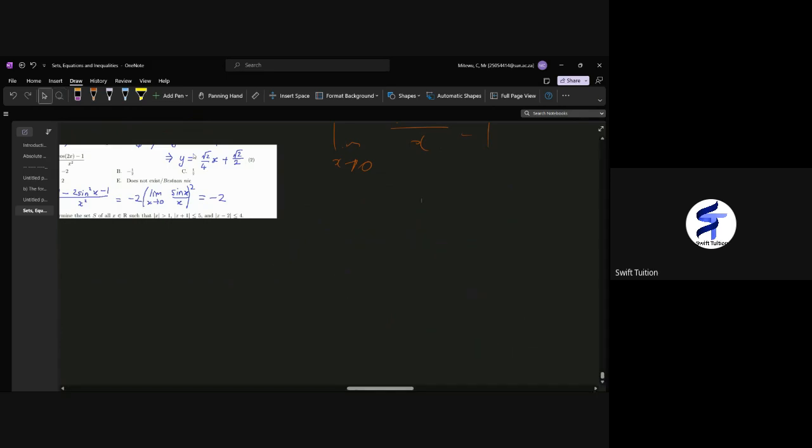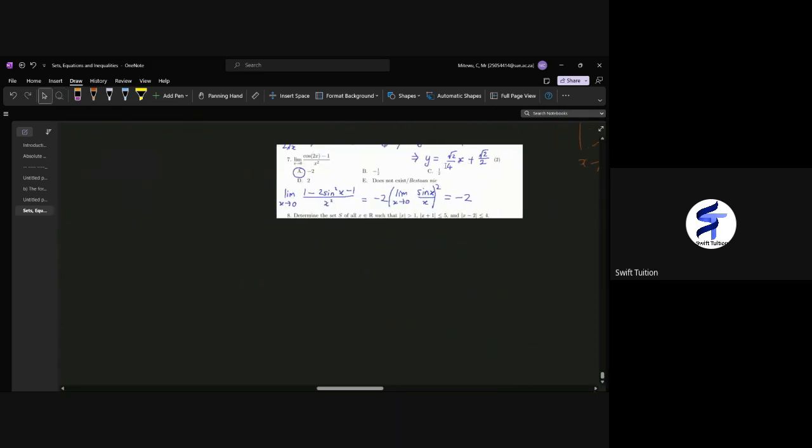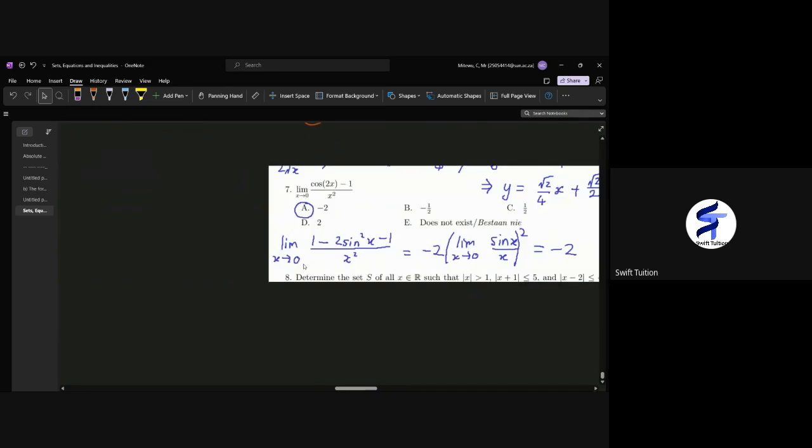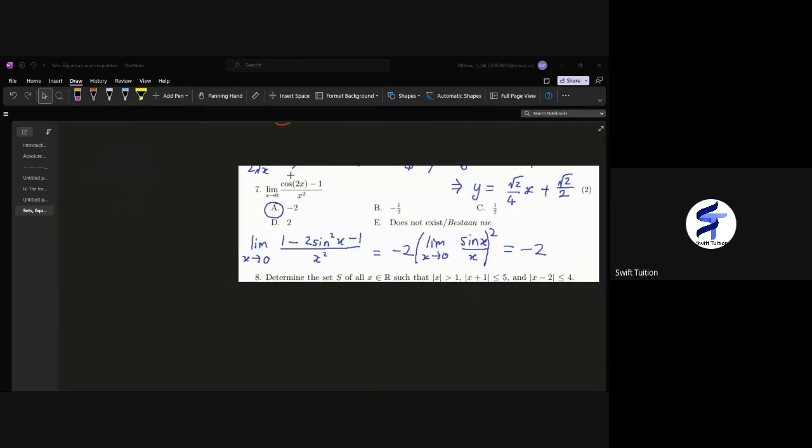Cool. Let's go back to the original expression over here. So this is the original expression. Again, it's really important that you know how to manipulate your equations now.